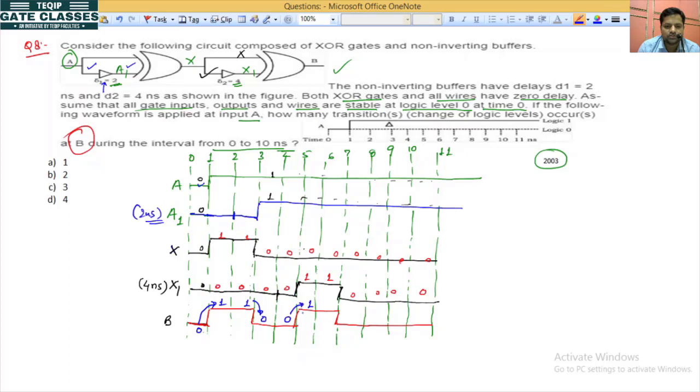So how many transitions? One more transition, the third transition. So it is 1, it is 0 again. How many? 4 transitions. So total how many transitions are there in output B? So 4 transitions, up to 0 to 10. 0 is this one, 10 is this one, up to 0 to 10 nanosecond. How many transitions are there for B? 4 transitions. So D option is correct. Okay.